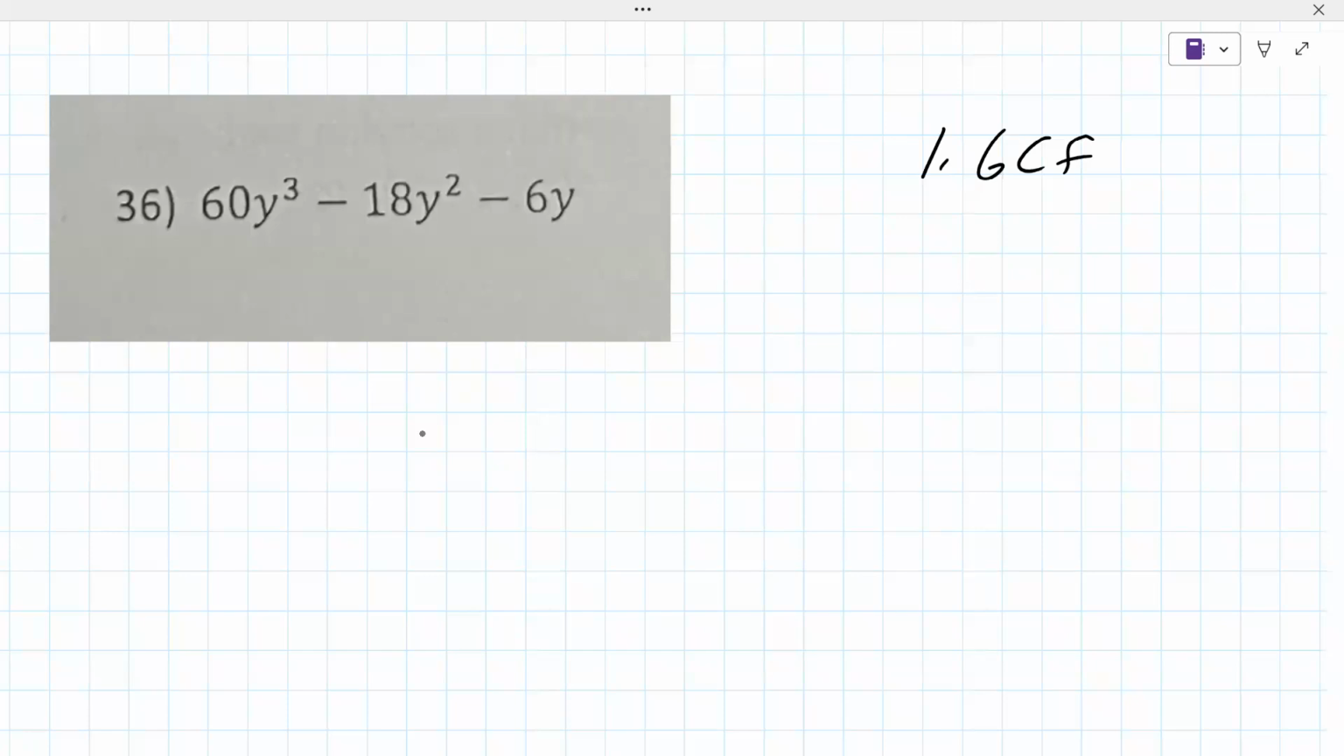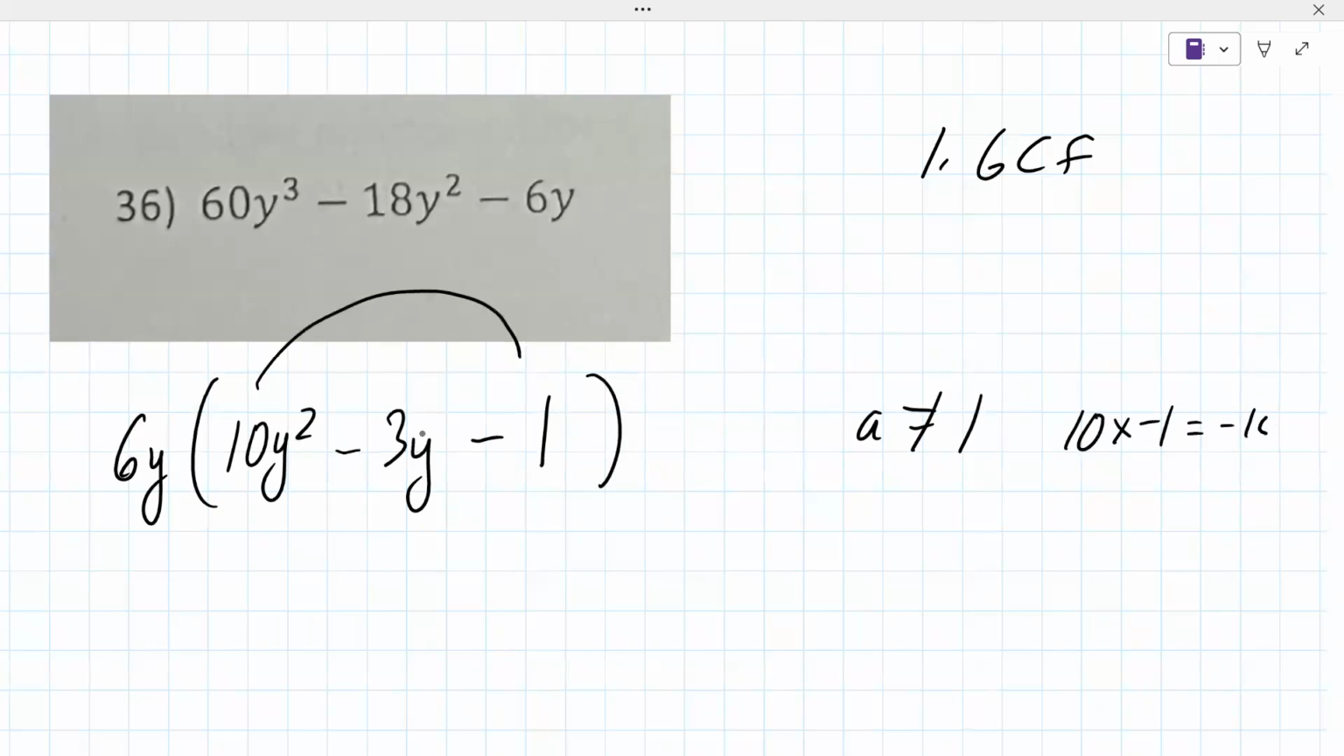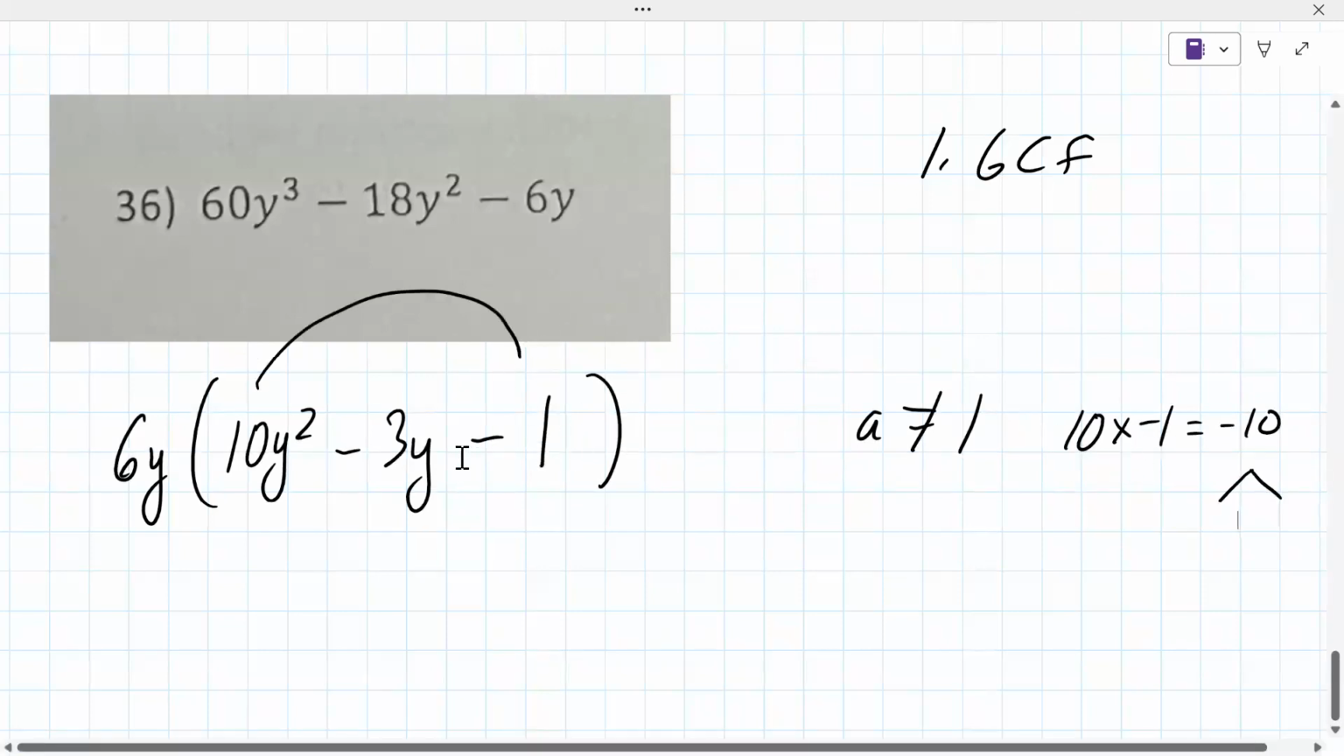6y. So tell me what goes in parentheses. 10y squared minus 3y minus 1. Good. All right, so now again, it's an a not equal to 1. So you have to take that 10 and negative 1 and multiply them. 10 times negative 1 is negative 10. And you're looking for two numbers that multiply to negative 10, then add to negative 3.